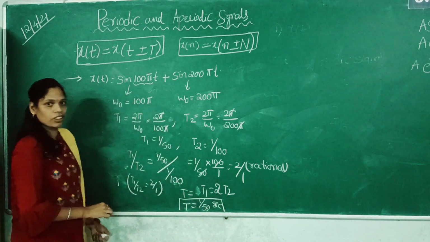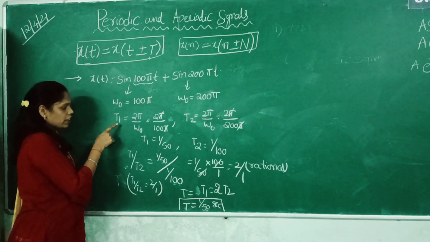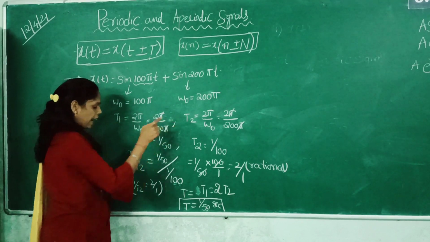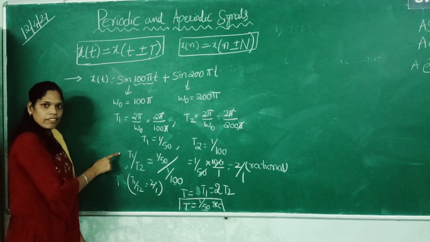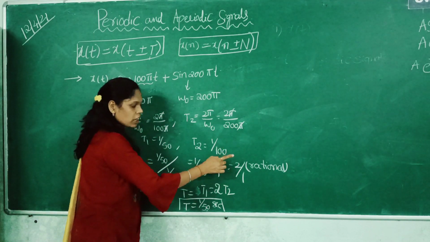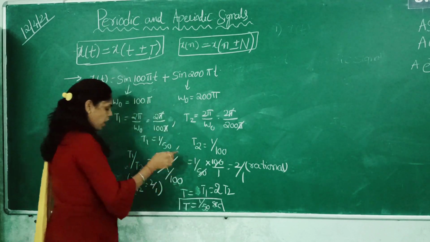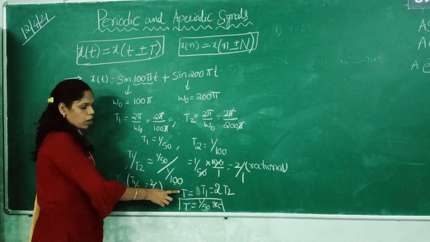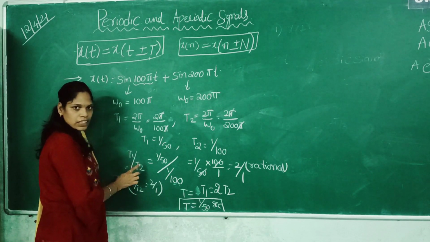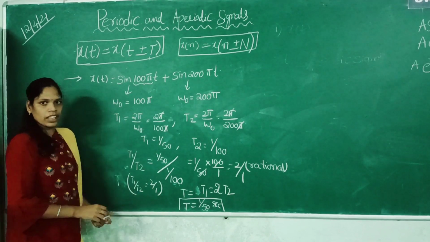1 by 50. So the procedure is, first we have to find the time period for the first signal, the time period for the second signal, and we have to verify the ratio of T1 by T2, whether it is rational or irrational. If it is rational, then the given signal is called a periodic signal. After that, we have to find the common fundamental time period from the relation between T1 and T2. So we got the two signals as periodic in nature.